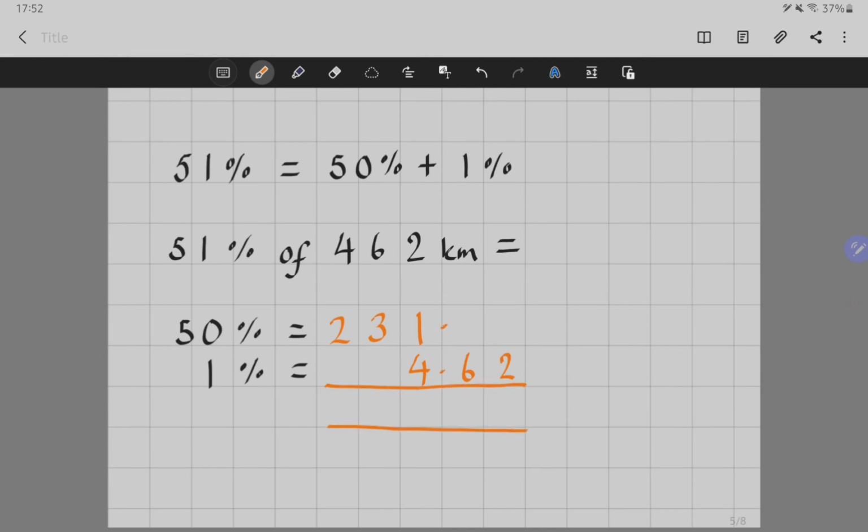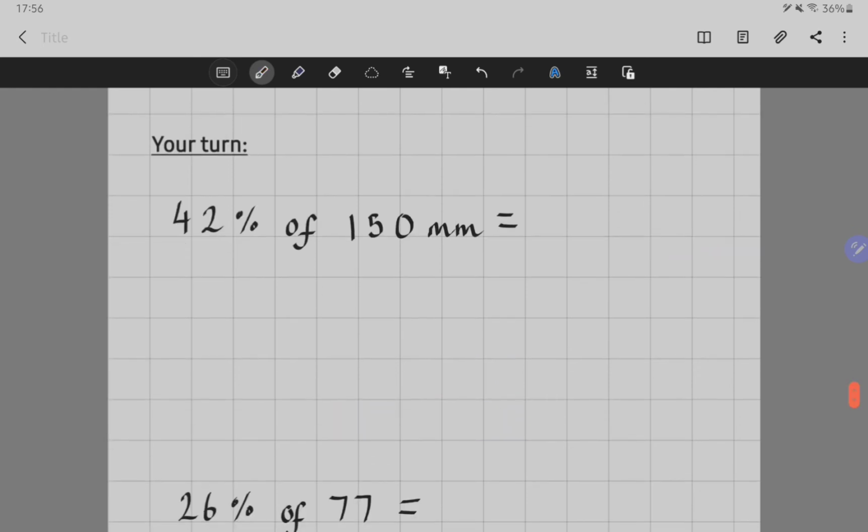It might be handy for you to put in a decimal place and the zeros there. 0 plus 2 is 2, 0 plus 6 is 6, 1 and 4 equals 5, 3, 2. So 51% of 462 kilometres is 235.62 kilometres. Time for you to have a go.